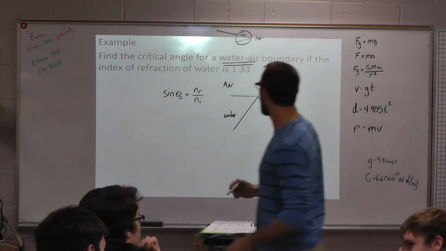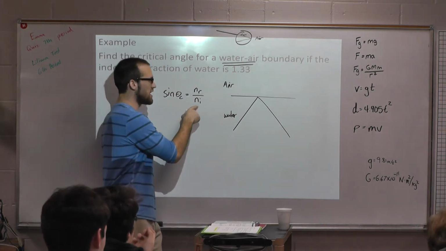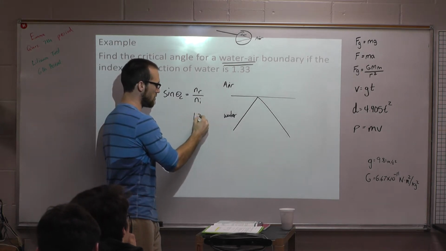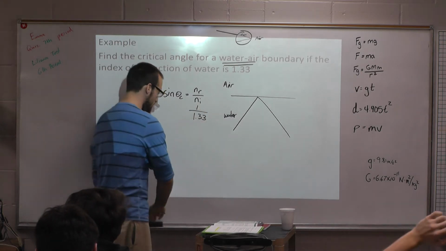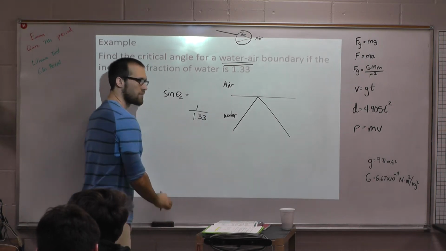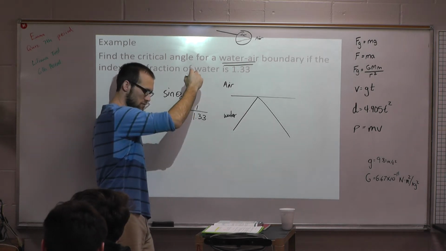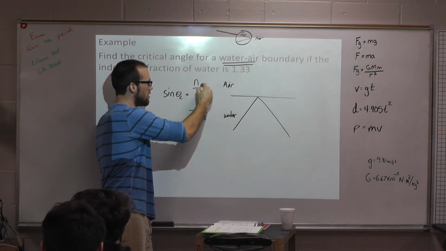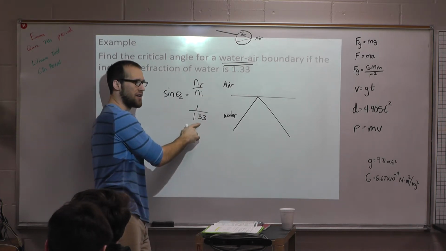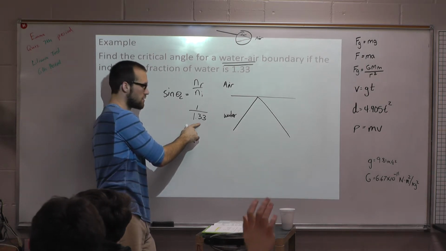Okay, so in this one, we know that our starting index is going to be the water, so 1.33 over 1. No, we didn't. This is starting water. Is NI or NR 1.33? NR over NI. The incoming will always be slower, which means higher index of refraction. The bottom will always be one. And top will always be one.